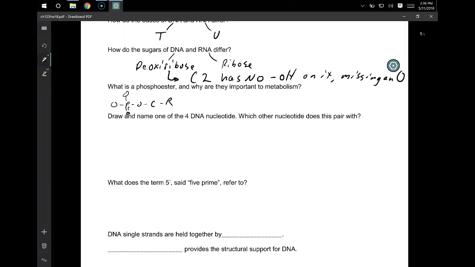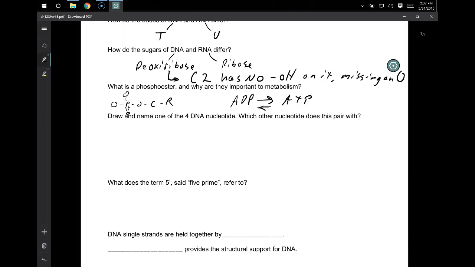And why are they important to metabolism? Yeah. So adenosine diphosphate and adenosine triphosphate, the give and play between the two of those things are what constitutes metabolism for you. So losing a phosphate, gaining a phosphate.